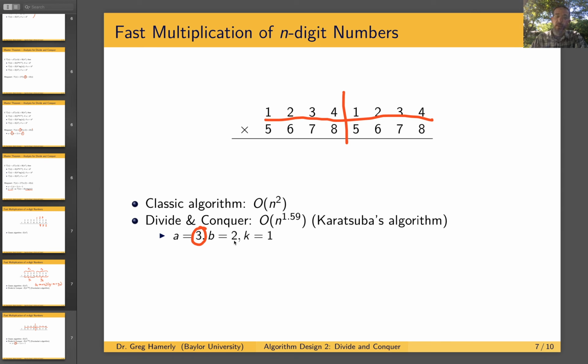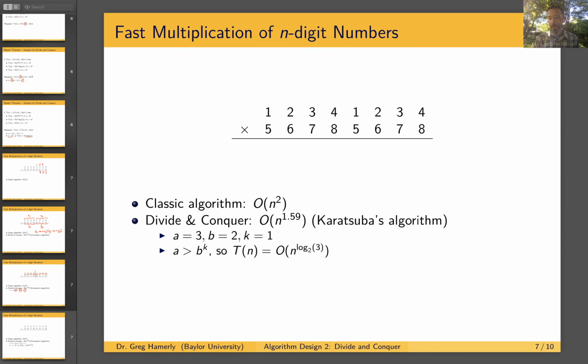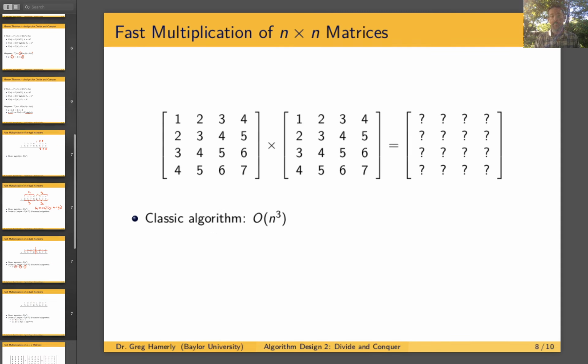And b is 2 because each time we're dividing in half the amount of digits that we have remaining. And it turns out that the k that we're dealing with here is 1. Okay. And so what do we have? We have a is greater than b to the k. So when we apply the Master Theorem, we get T of n equals n to the log base b of a, log base 2 of 3. Well, log base 2 of 3 is approximately 1.59. So if you have 2 very large numbers to multiply together, you can do it faster than the classic algorithm you learned in grade school using this algorithm, and it uses divide and conquer.